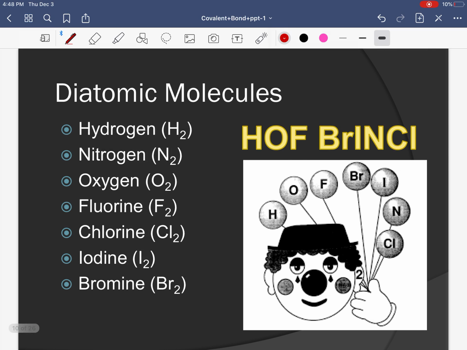These are our diatomic molecules. Basically, naturally on Earth, they are found in their pair, which just means that they are bonded with a second of itself. And those are hydrogen, nitrogen, oxygen, fluorine, chlorine, iodine, and bromine.